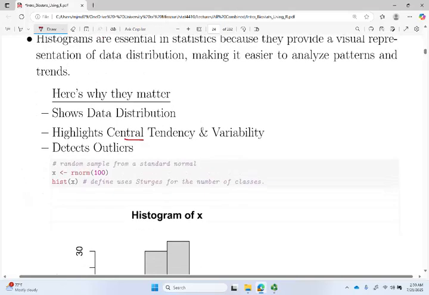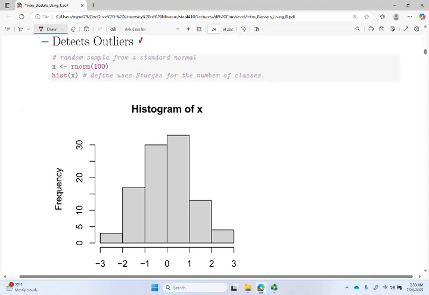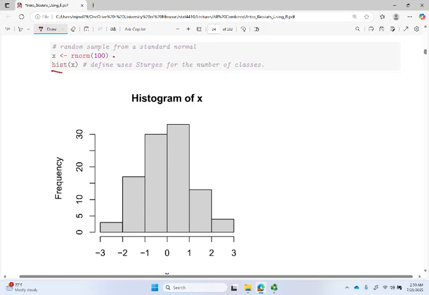But it tells us the center of the data. There's variability associated with the histogram. It helps us detect these outliers that don't follow the normal pattern of the data. And the function is hist. So we take a random sample from standard normal, and we just simply say histogram, and then this is it.